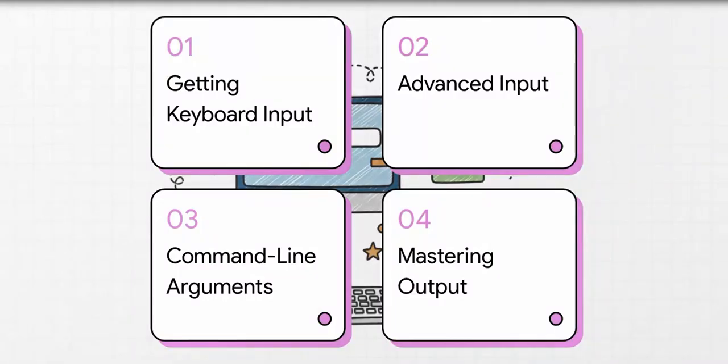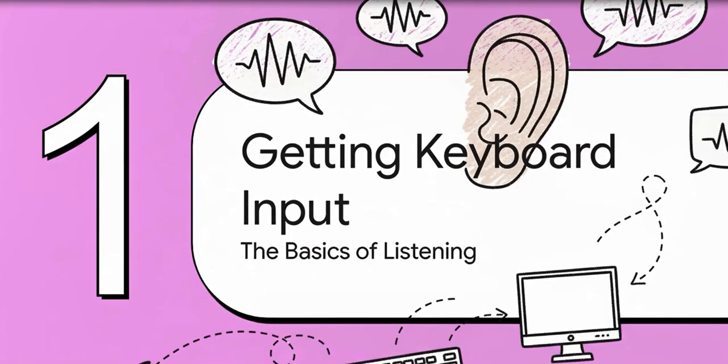So, here's the game plan. We'll start with the basics, how to get simple keyboard input. Then, we're going to level up and see how to handle more complex stuff, all on one line. After that, we'll check out a whole different way to feed information to our program before it even runs, using command line arguments. And to wrap it all up, we'll get into the art of making our program's responses look super polished and professional. All right, first up, let's dive right in and figure out how we can get our program to actually listen to the user.